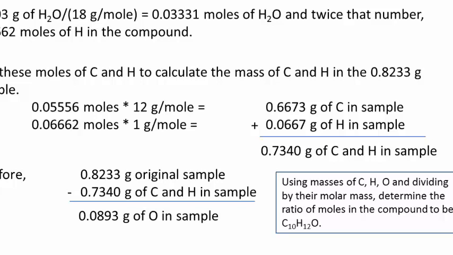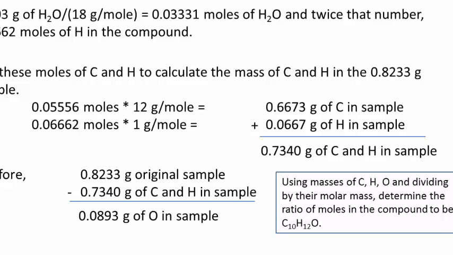We add those two together to get the mass that must have been for carbon plus hydrogen in the sample, 0.7340. Now, that mass is less than the mass of the sample that we started with. Thankfully, that means we've done our math correctly. But if we subtract that 0.7340 grams from the mass of the sample that we started with, 0.8233 grams, we get the mass of 0.0893 grams, which must have been oxygen in the sample.